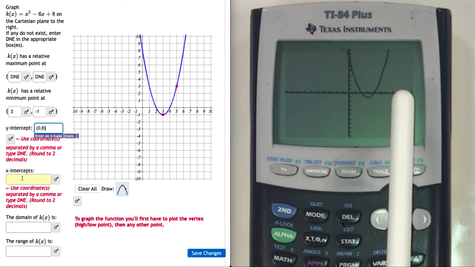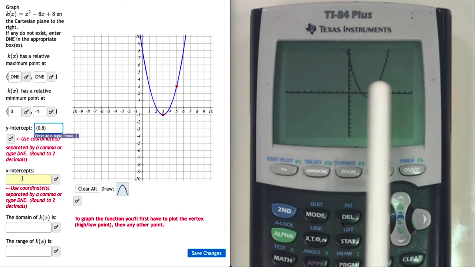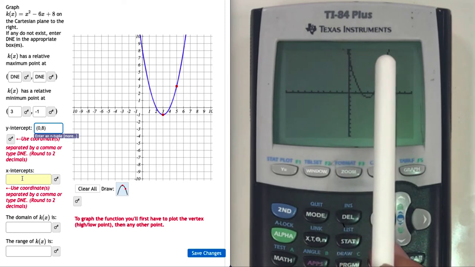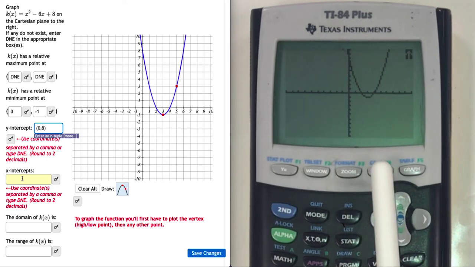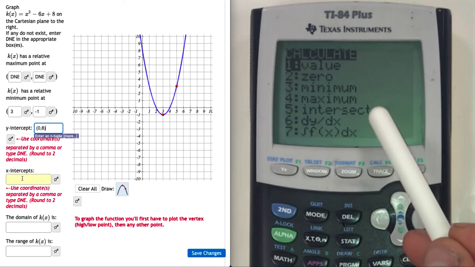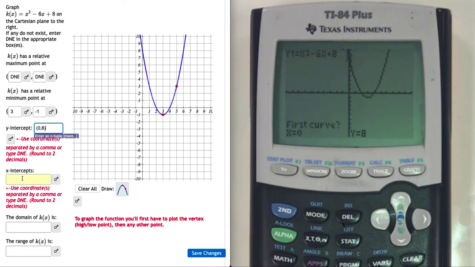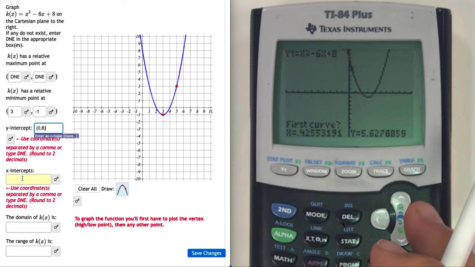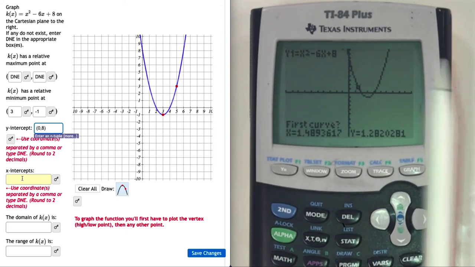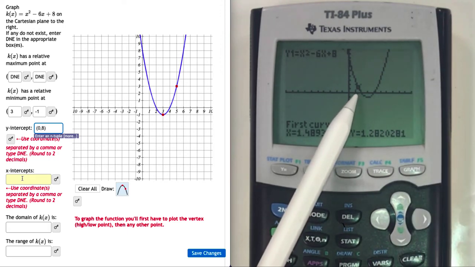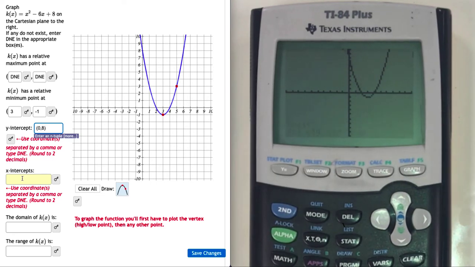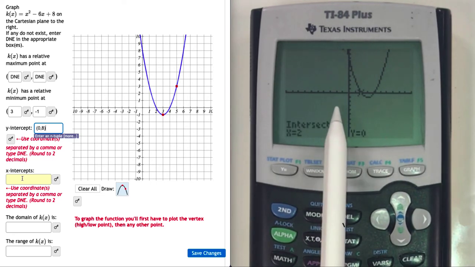We're going to press some buttons that help us find out where the line that's on the x-axis crosses with the graph that you see here. So you're going to press second, trace, option number 5 for intersection. So press 5, and then move your cursor over by the x-intercept that you want to find. So I'm going to hit the right arrow here, and let's say I want to find this x-intercept first. Then just press enter, enter, enter, and then it gives you the first x-intercept.